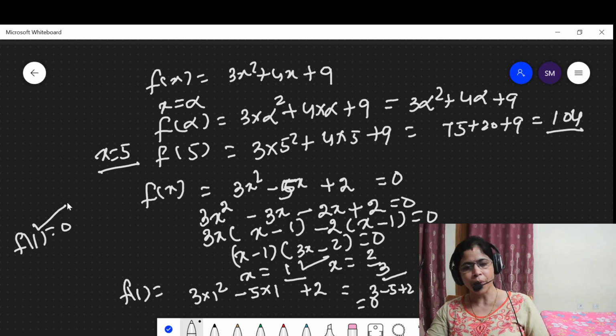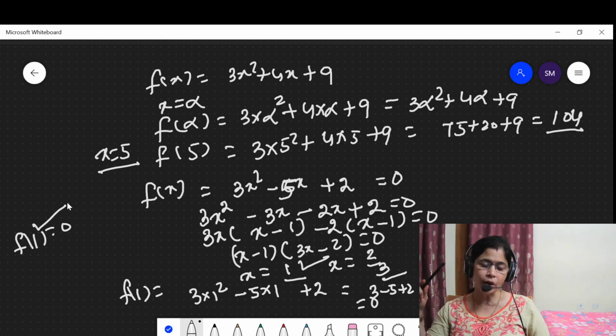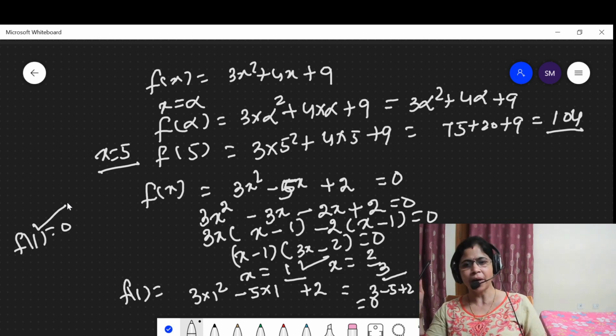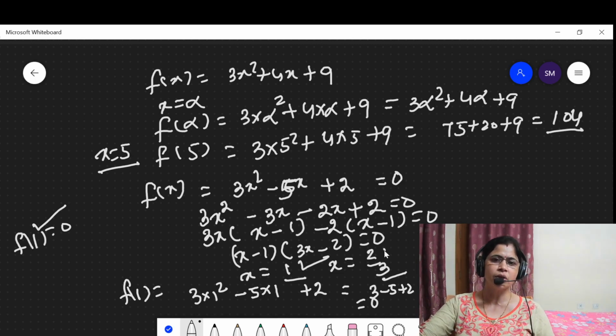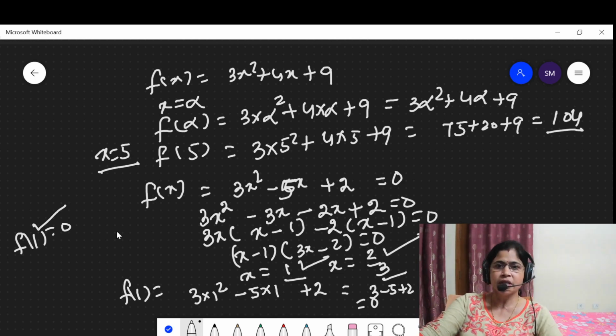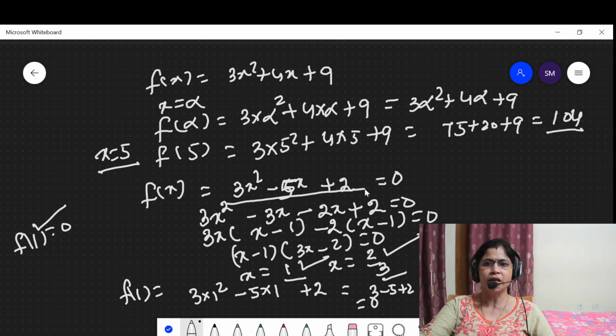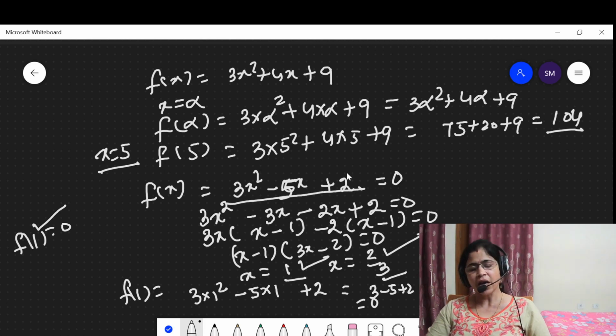When f(alpha) is equal to 0, meaning f(x) is 0 at x equal to alpha, then alpha is called the zero of the polynomial. Here another zero is 2 by 3. This is a quadratic polynomial. Look at here, the highest degree of the polynomial is 2.